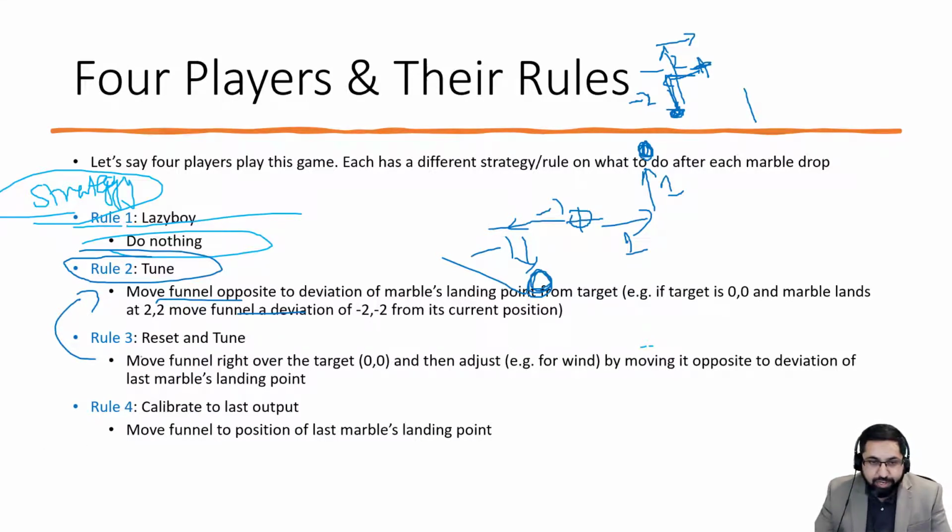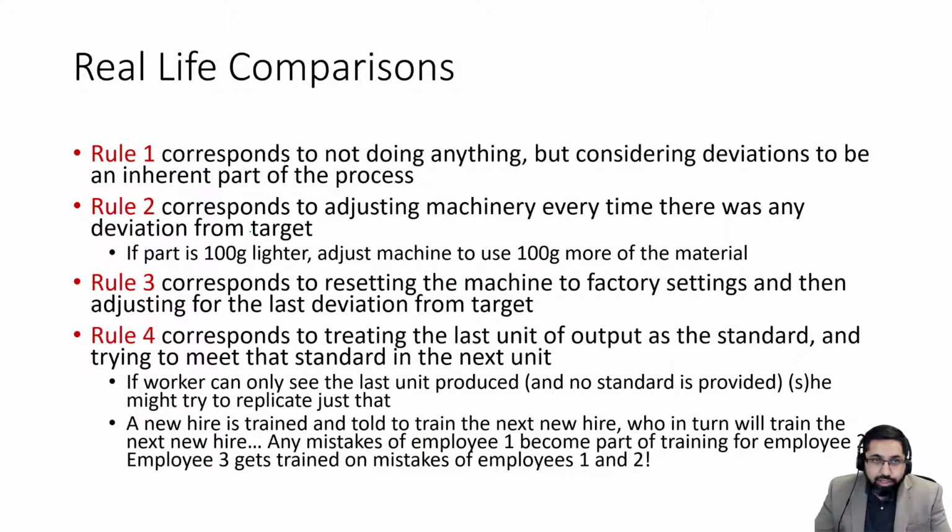And rule 4 is calibrate to the last output. So that means move the funnel to wherever the marble landed. If this is the target and the marble landed here, you move the funnel on top of the marble's landing for the next drop. These rules correspond to real life comparisons. Rule 1 corresponds to not doing anything, right? Rule 2 corresponds to adjusting machinery every time there was a deviation from target.